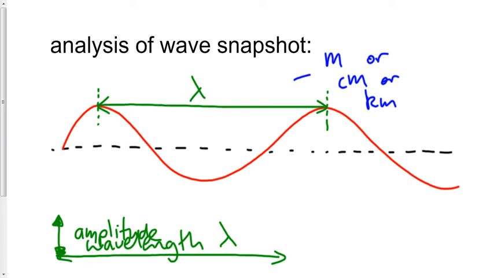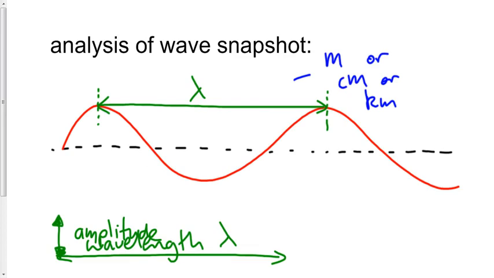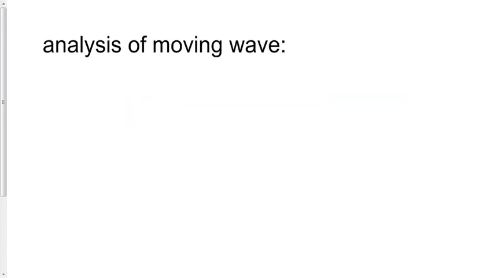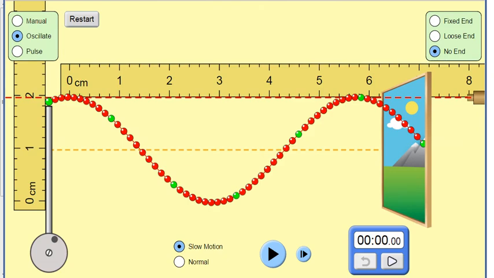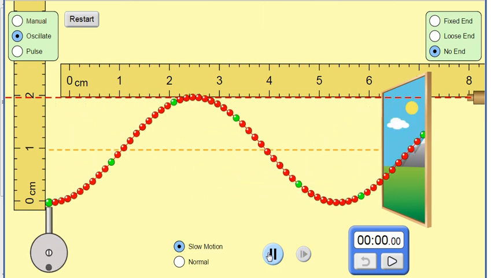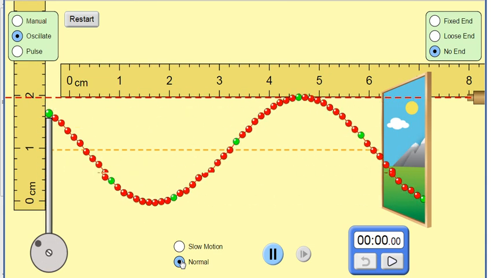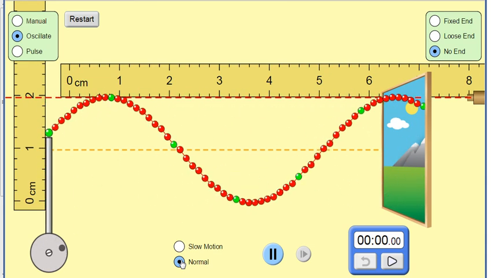Okay, that's good, but we've got two more things, because we've got the amplitude and the wavelength, we also need to know the period and frequency. Now the period and the frequency you can't get from a snapshot, it's impossible. So you have to do an analysis of a moving wave, then we can get the period and the frequency. So let's get this thing going again, and I might speed it up a bit so it's going a bit quicker. Okay, now the wave's going a bit quicker, we can analyze the period and the frequency.